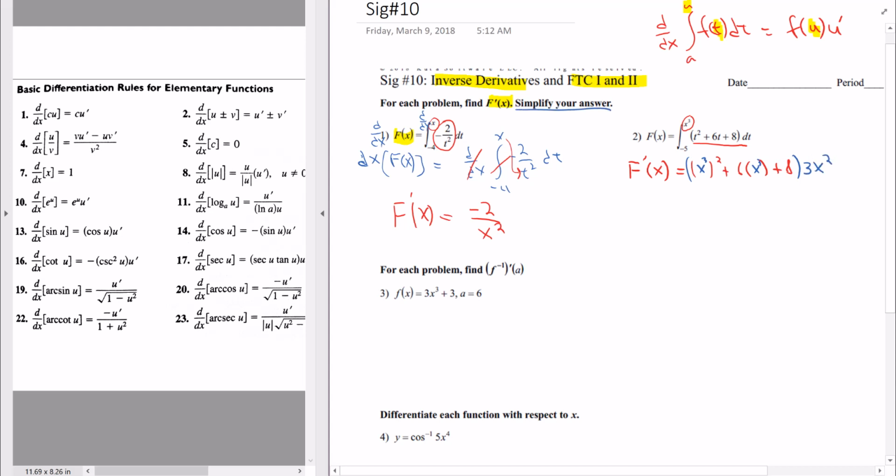And then the instructions do say simplify, so we just need to do this. It's going to be x to the 6th plus 6x to the 3rd plus 8 times 3x squared, which is going to give us 3x to the 8th plus 18x to the 5th plus 24x squared, right? This is our derivative. All right, so it's pretty straightforward. You're just recognizing that the derivative is going to cancel the integrals, and then how to replace that upper limit in there. Okay, so let's keep going.